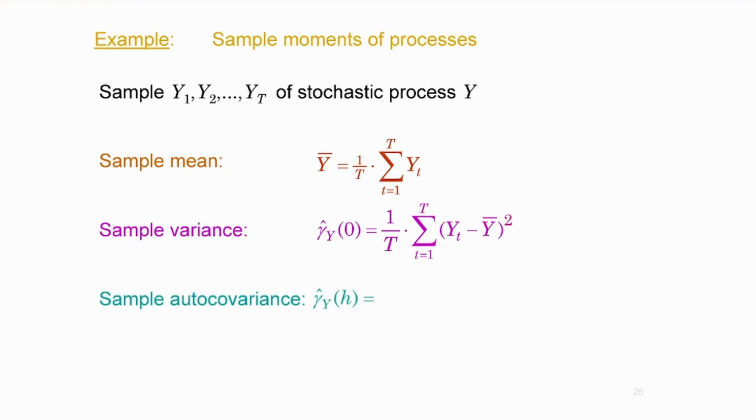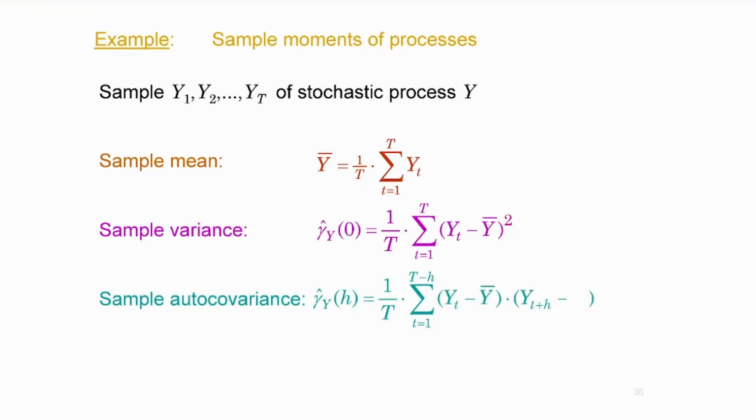Now the sample autocovariance is going to be, and I want to remind you of that, also divided by 1 by T, by the way, although it has T minus H summands. Although it has T minus H summands, it is divided by T. You can do that differently, of course. There are different versions of that, but I would like to remind you of that one.